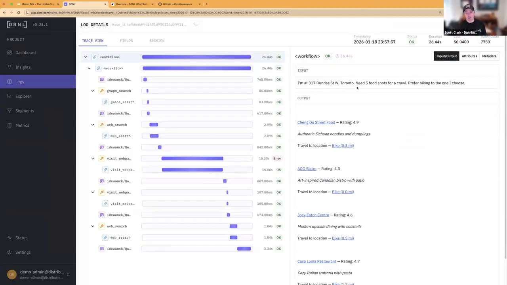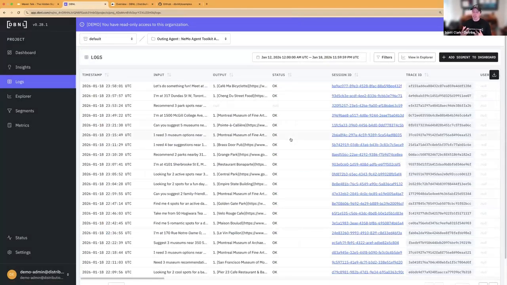But you can see this simple question could kick off Google Maps searches, web searches, visiting web pages for these individual things. It's trying to do quite a bit in order to build up this itinerary for the end user. But again, let's assume we have many of these. How do we start to see the patterns? How do we start to see the signals of what's going on underneath?